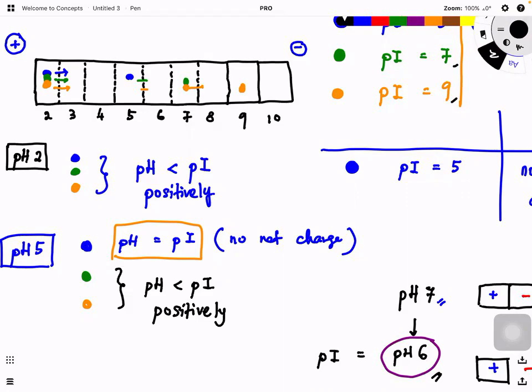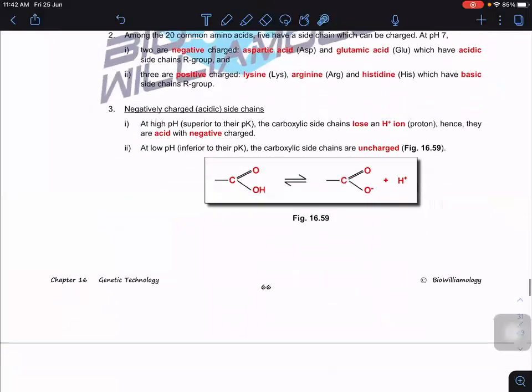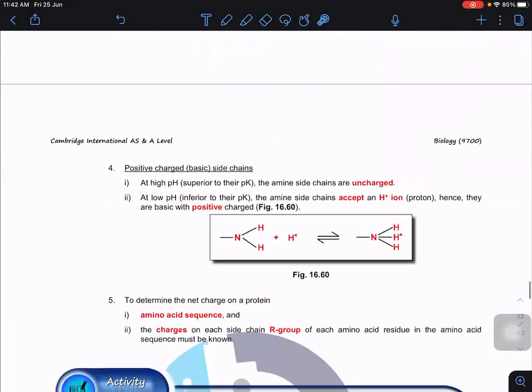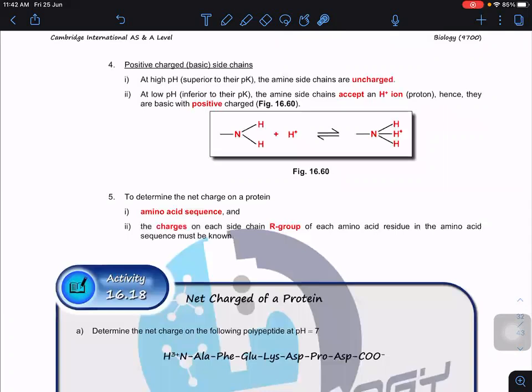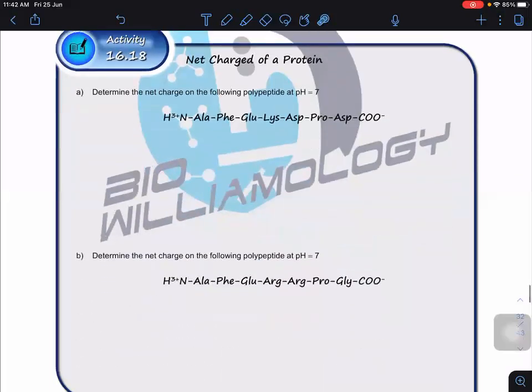Okay, so go back to our notes here. Negatively charged R groups are acidic. So at high pH, meaning higher than their pK, the carboxylic side chain loses the H+ ions, so they tend to be negatively charged. Okay. Positively charged R groups, can you see that they accept protons? When they accept protons, or these H+ ions, they tend to be positively charged. To determine the net charge, we need to know the amino acid sequence and the charge on each side chain R group. Okay, so you can try these two questions later.